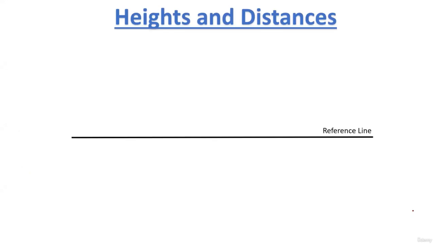To study heights and distances, guys, we will always have a reference line. The reference line will basically keep on changing. Many a times it is the ground level, where you will have an observer. And if nothing is mentioned, you have to take the height of the observer as negligible. So the reference line generally is the ground level.